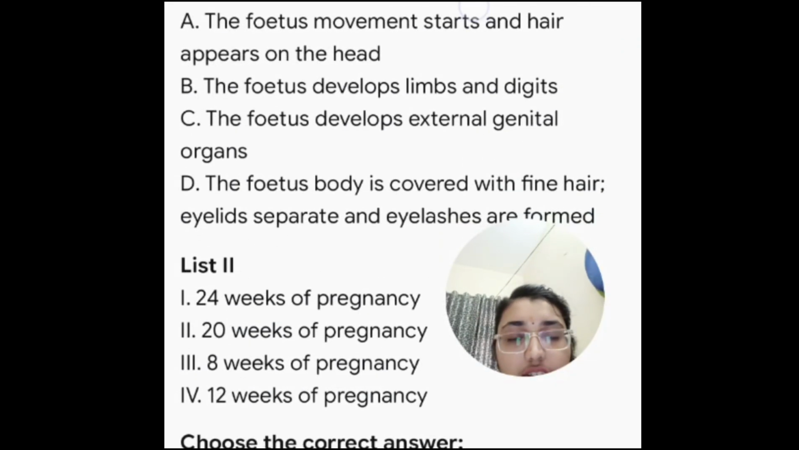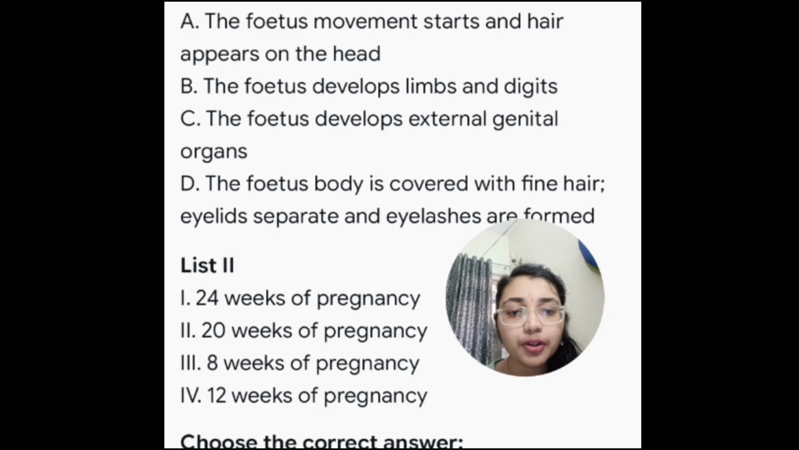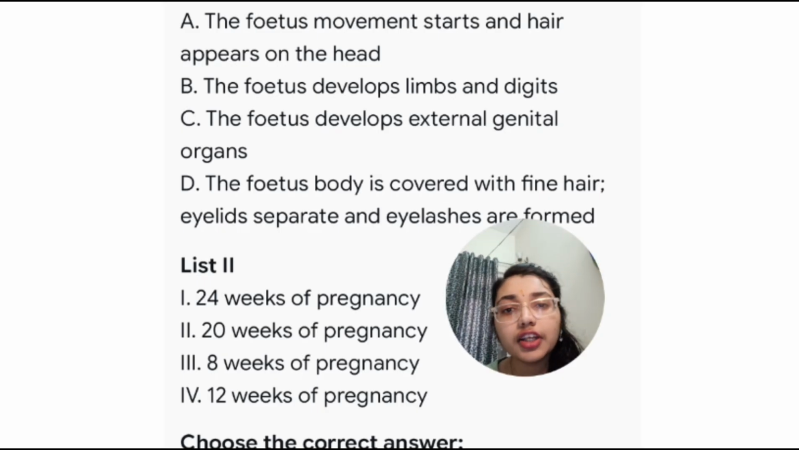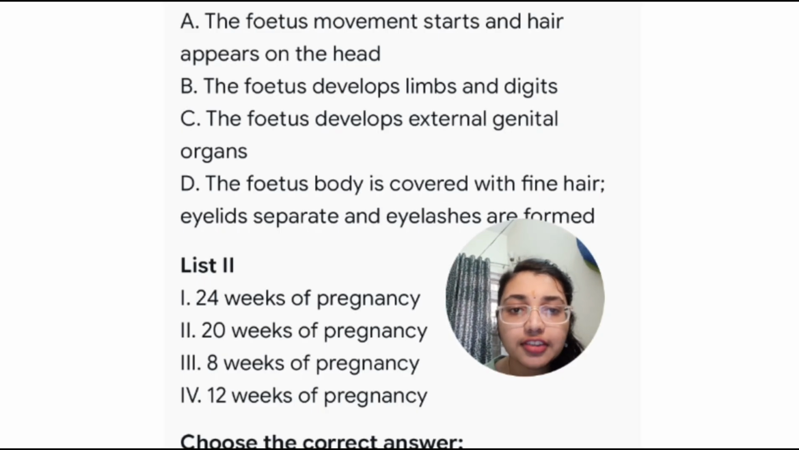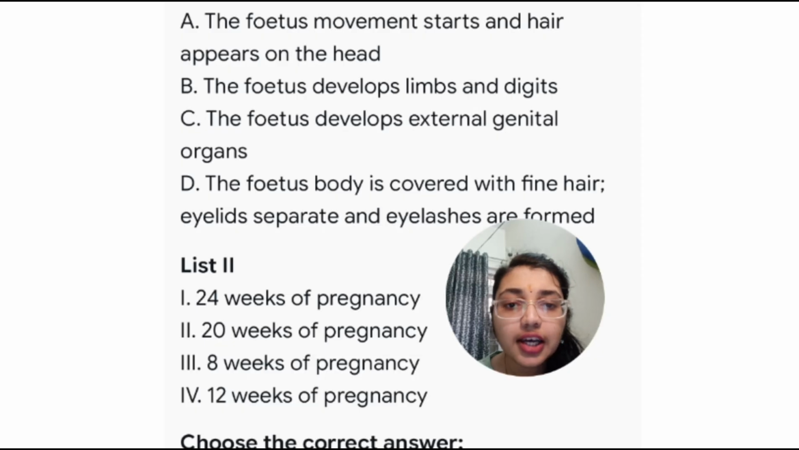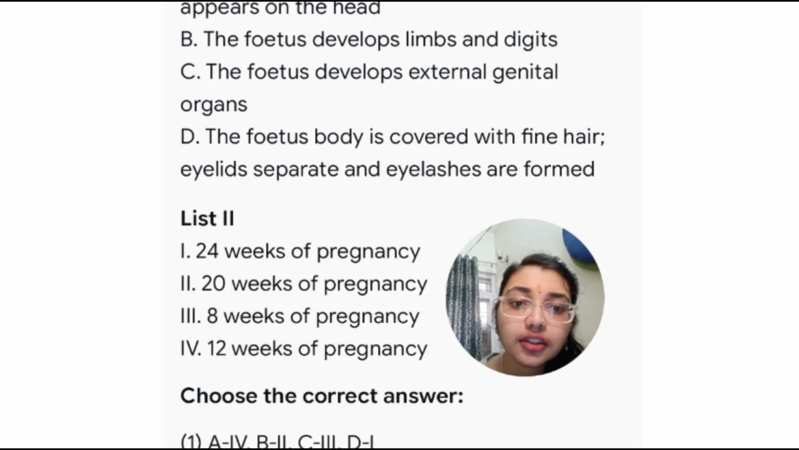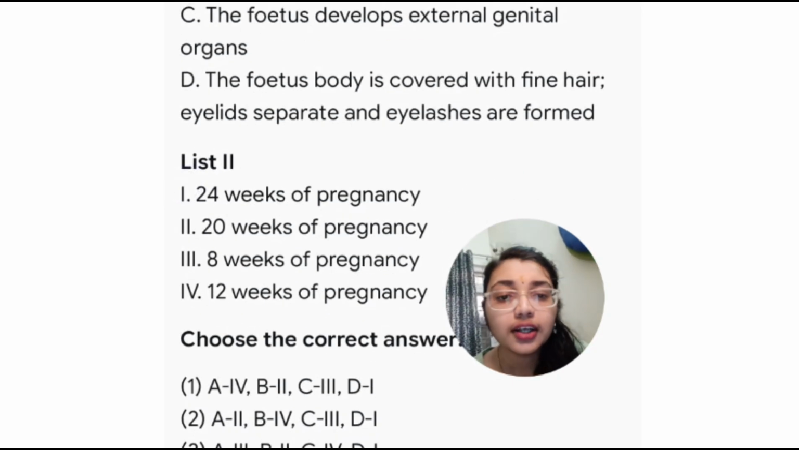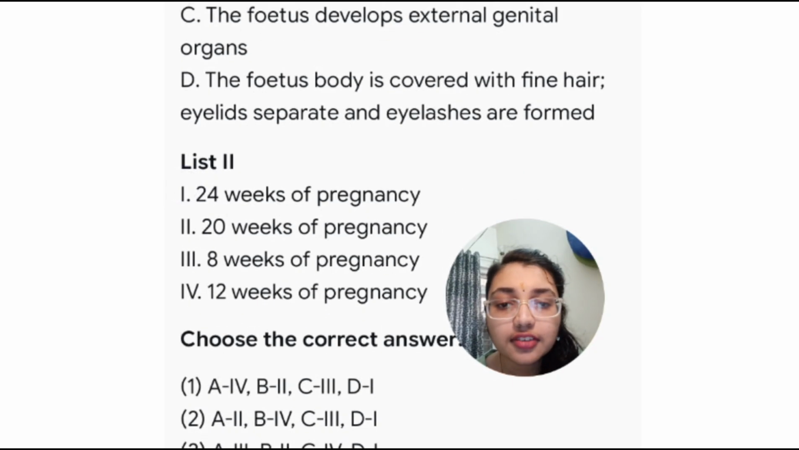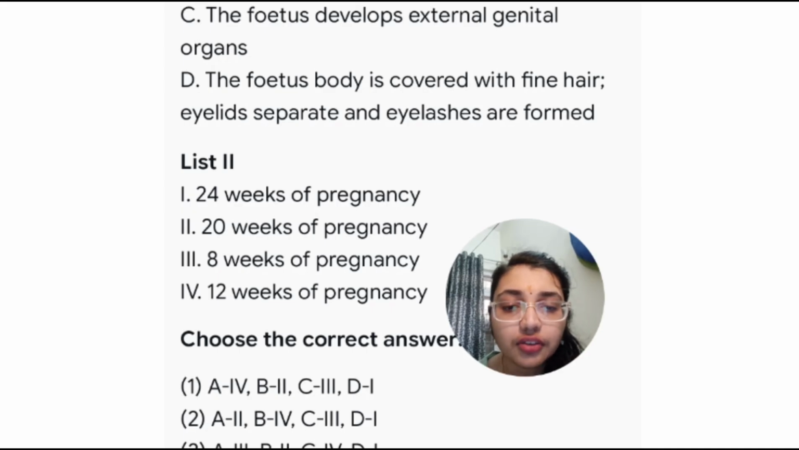Here we can see a list. Match the list related to embryonic development. At various months of pregnancy: A, the fetus movement starts and hair appears on the head. B is the fetus developing limbs and digits. Option C is the fetal development of external genital organs. Option D is the fetus body covered with fine hairs, eyelids separate and eyelashes formed. Here we can see list two, that is 24 weeks of pregnancy, 20 weeks of pregnancy, 8 weeks of pregnancy and 12 weeks of pregnancy.